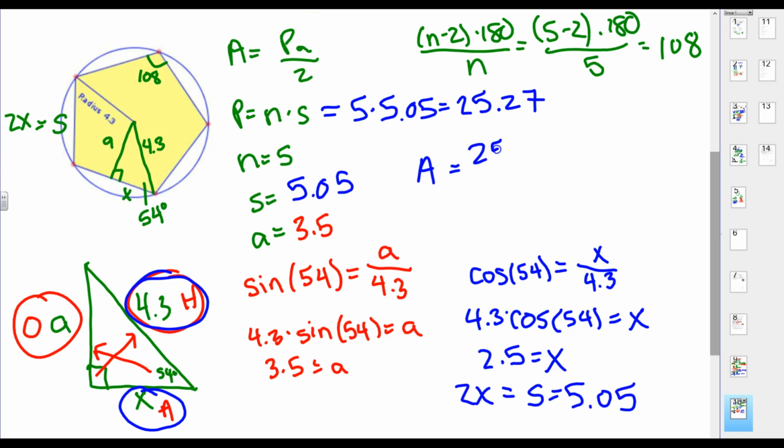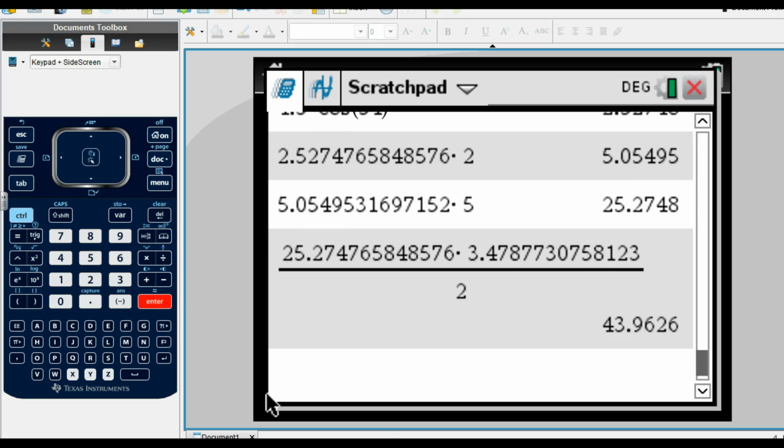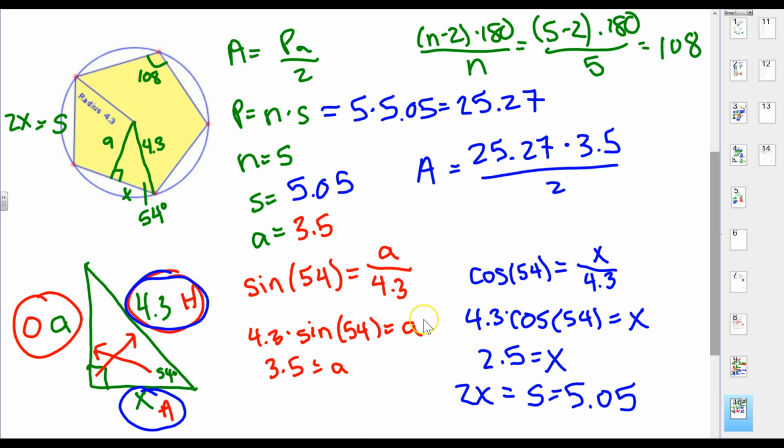And so now I plug in to my area formula. Area equals that 25.2748 times my apothem, which was roughly 3.5, divided by 2. I have both of these numbers stored in the calculator. So I'm going to jump back to the calculator. I'm going to pull this value, which is my perimeter. I'm going to come up here. This value was my apothem. Divide both by 2, and I get 43.963 as my area. Area equals 43.963 units squared.